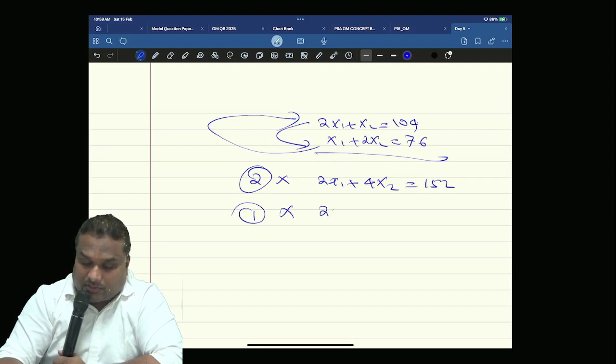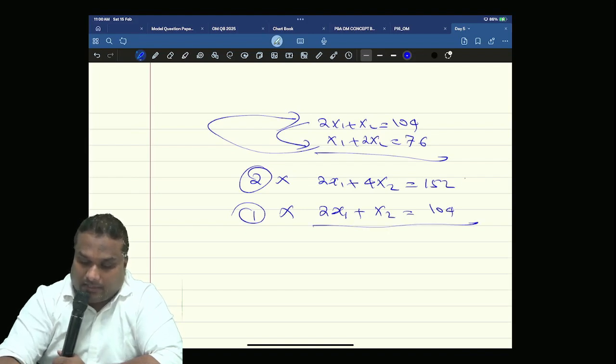1 into 2x1 is 2x1, 1 into x2 is x2, 1 into 104 is 104. Now deduct. 2x1 minus 2x1 is 0. 4x2 minus x2 is 3x2. 3x2, 152 minus 104, this is 48.